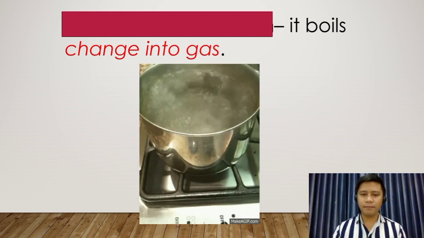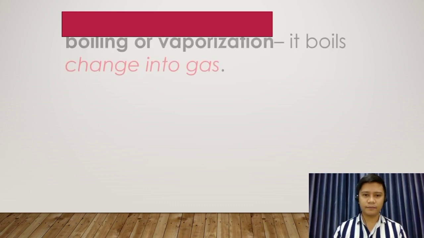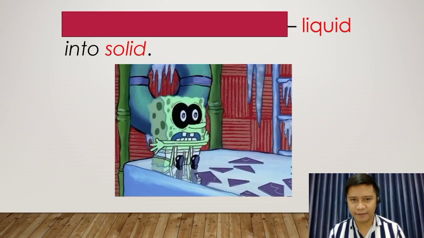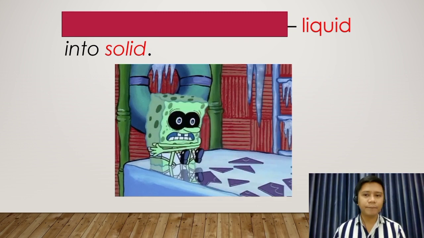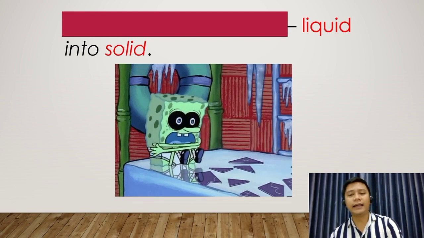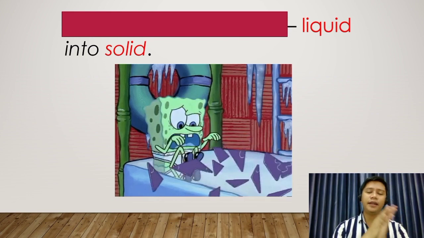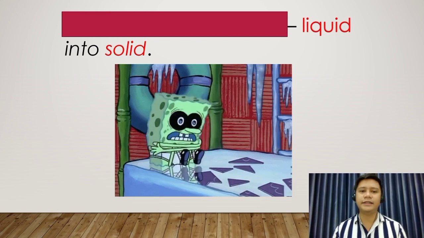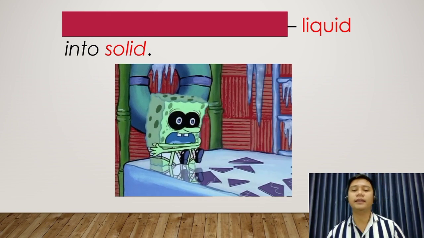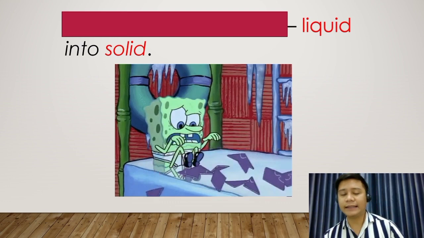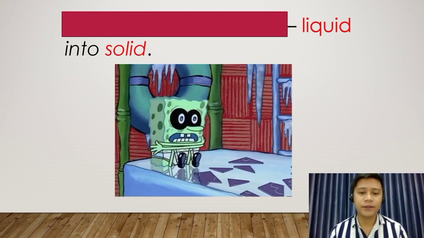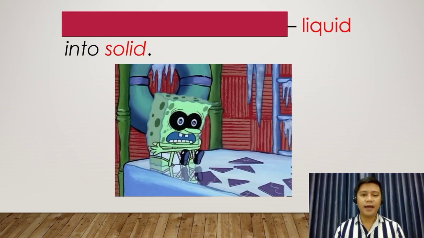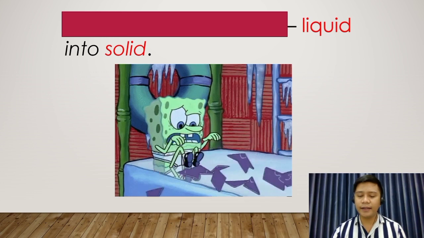Okay, next. Number six. Liquid into solid. So, as I said earlier, for example, water will become ice. That is the best example. Liquid into solid. What kind of physical change is it? Liquid into solid, or water becomes ice. Five, four, three, two, one.